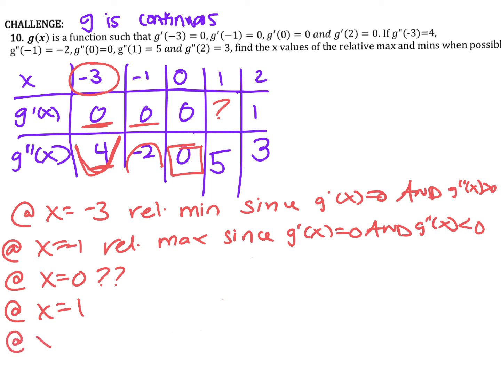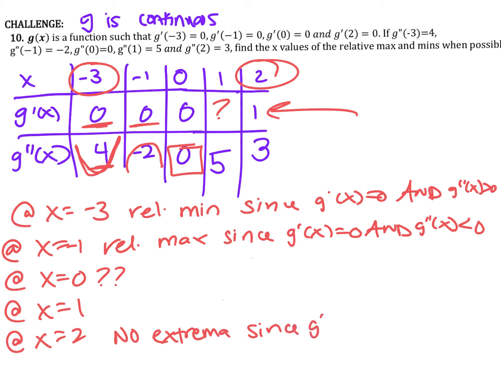And then last but not least, at x equals 2, we have no extrema, because the first derivative isn't even 0 there, since g prime of x is not equal to 0 at that x value. That means that there are no relative extrema at that value, because two things have to be true. The first derivative has to be 0, and the second derivative has to not be 0 in order for us to conclude anything. So let's recap what we covered in this video.